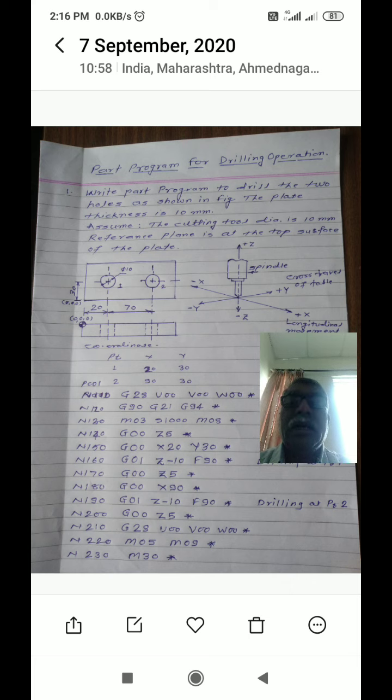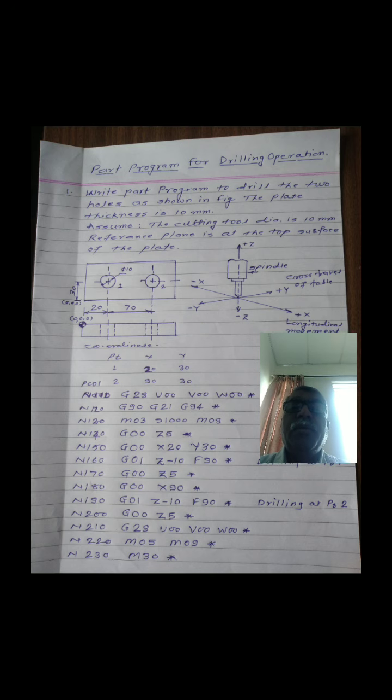Vertical machining center is similar to the CNC milling machine, but on a vertical machining center you can perform various types of operations. So it is called VMC. VMC means vertical machining center. Why is it called VMC? Because its spindle is vertical.